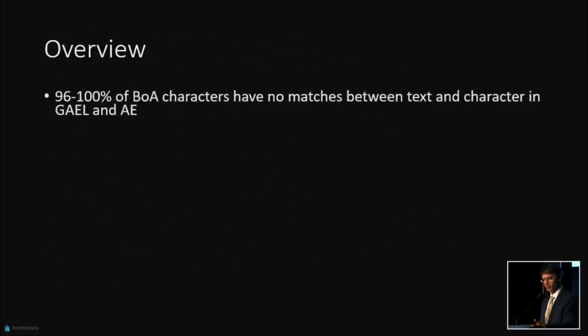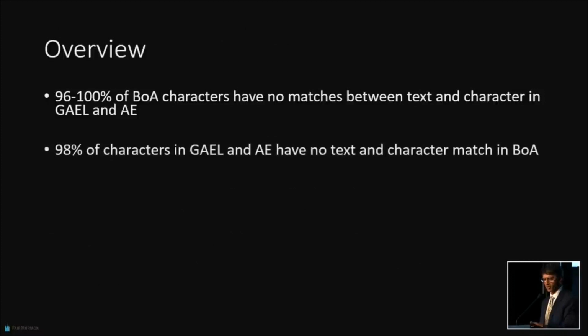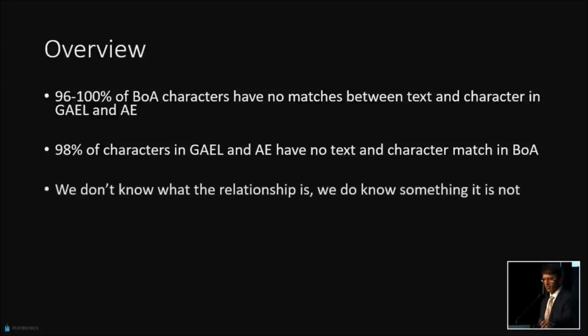So if we look at the Book of Abraham characters, 96 to 100% of the time they don't match. And if we look at the characters in the Gale and the Egyptian alphabet, 98% of the time they don't match. So what that tells us is that we don't know what the relationship is, but we do know what it's not.